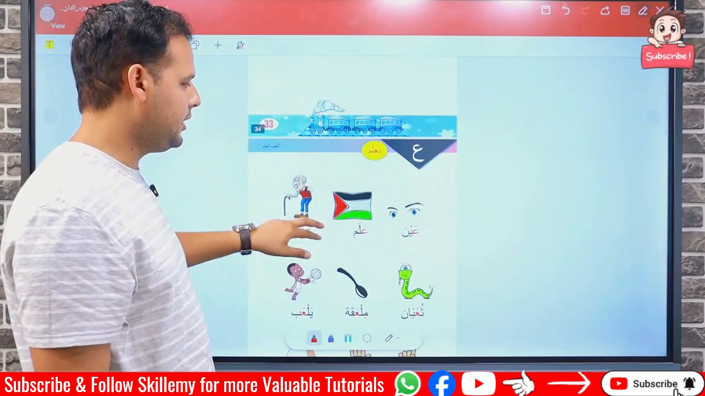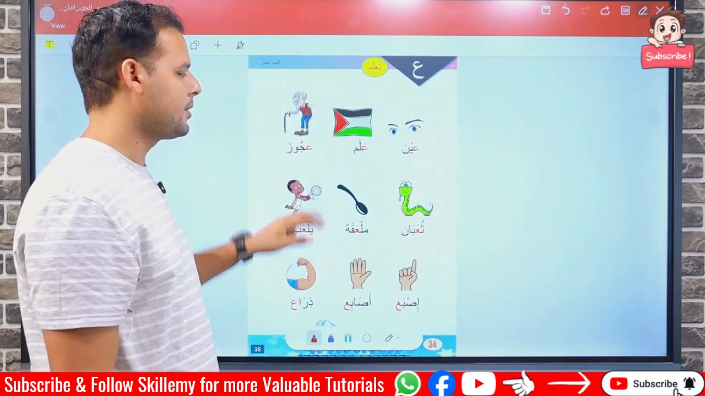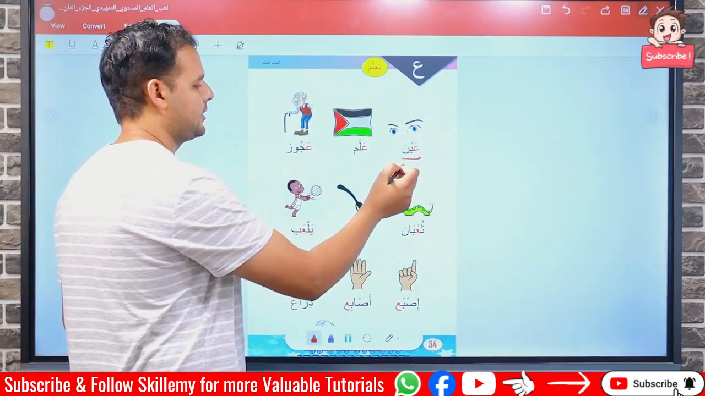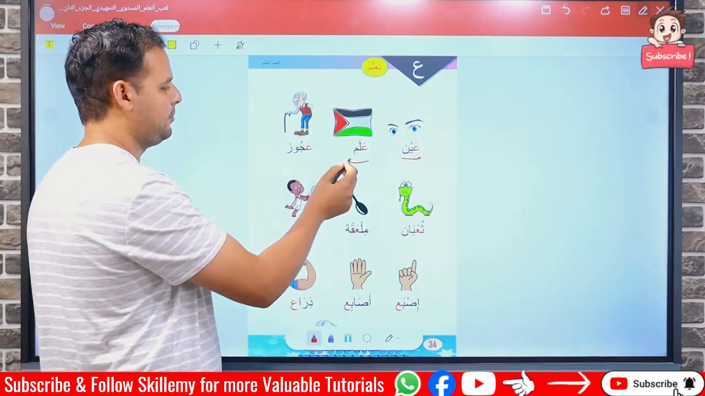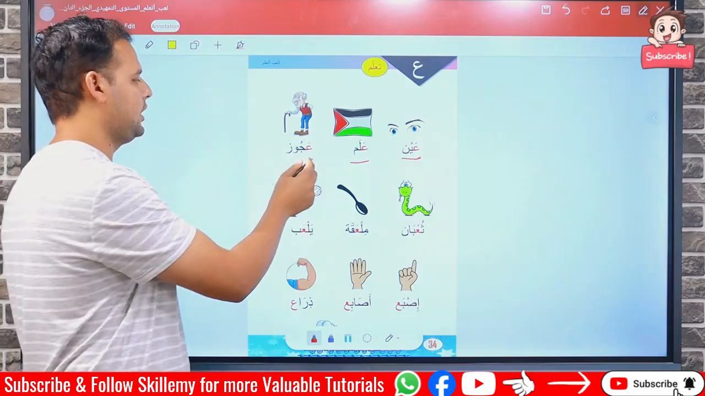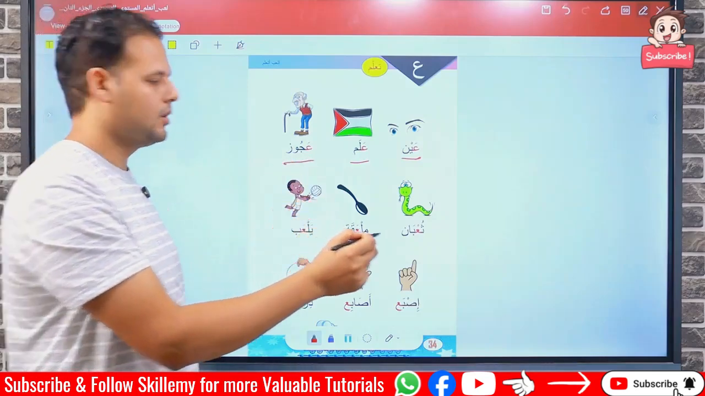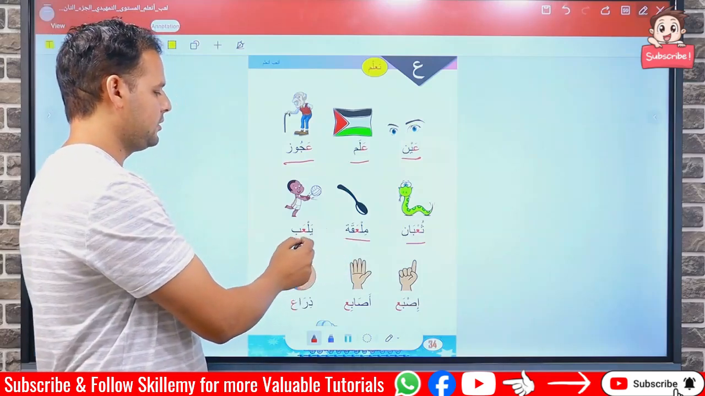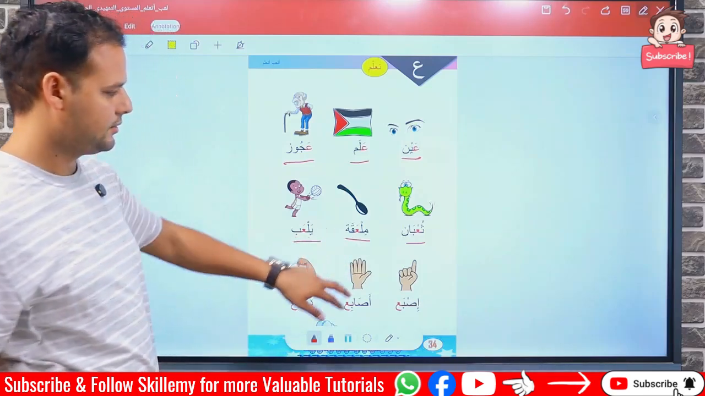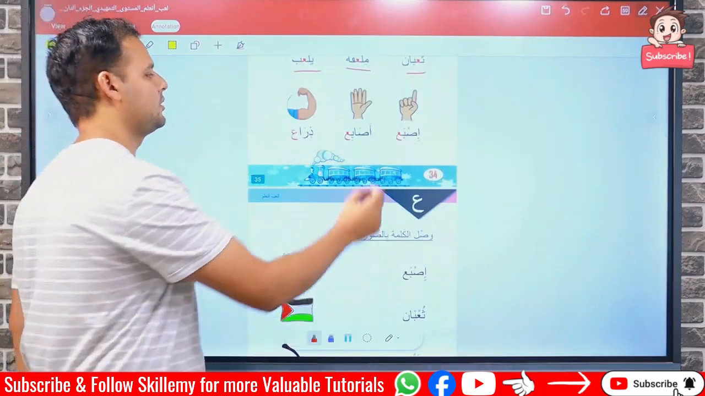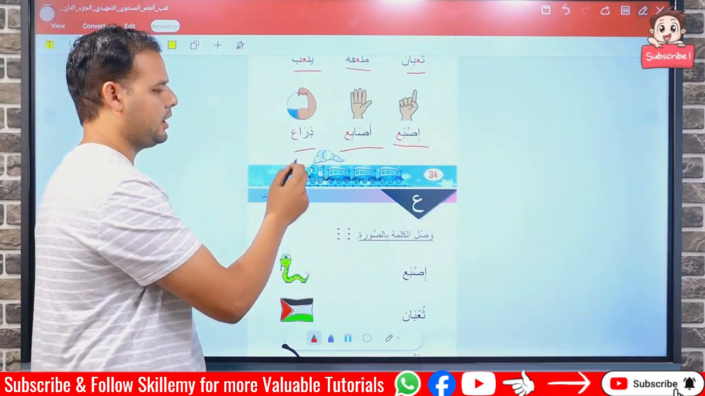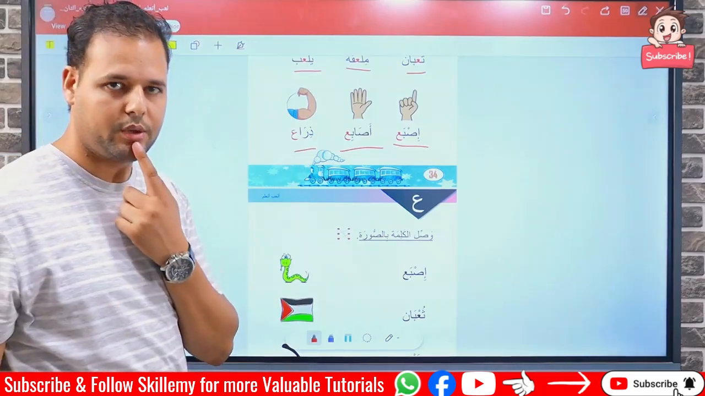Writing, and then the letter عين. So first one we have عين، علم، عجوز، ثعبان، ملعقة، يلعب، إصبع، أصابع، ذراع. Don't forget to put your tongue out in the letter ذ.